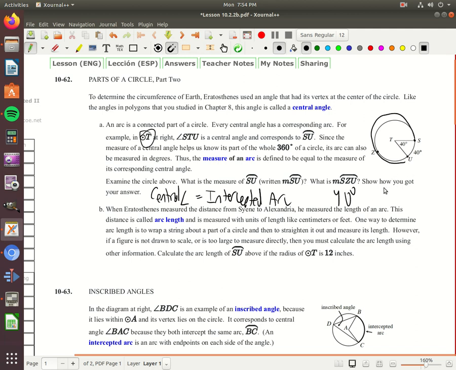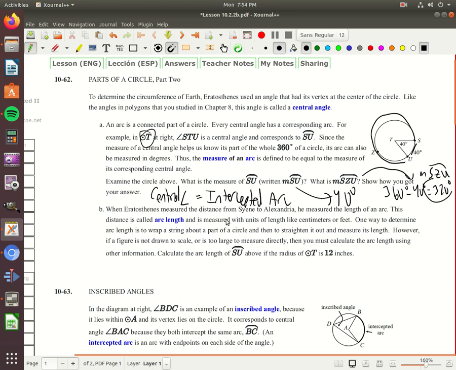Well, that should be pretty simple. There's 360 degrees in a circle. I've just spoken for 40 of them. So what's left must be 320 degrees. So again, that's the major arc. That's the measure of SZU. So the minor arc is 40 degrees. The major arc is 320 degrees. And hopefully we're okay with how we solve that.